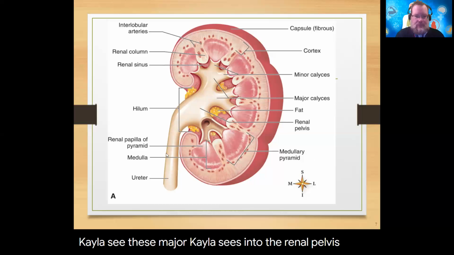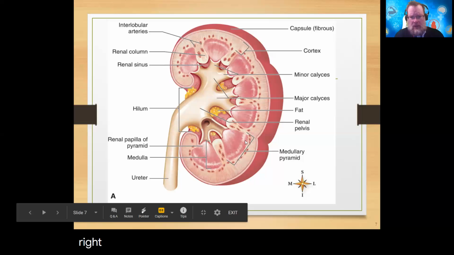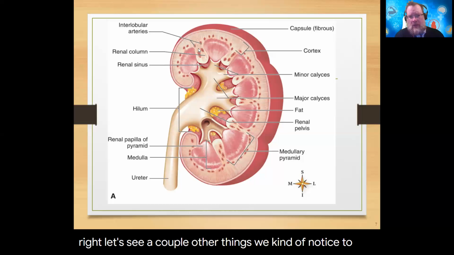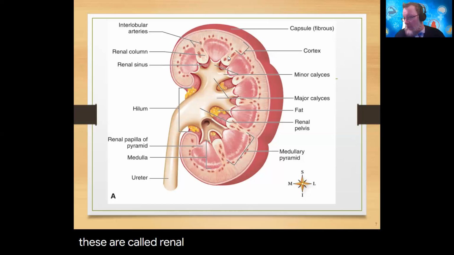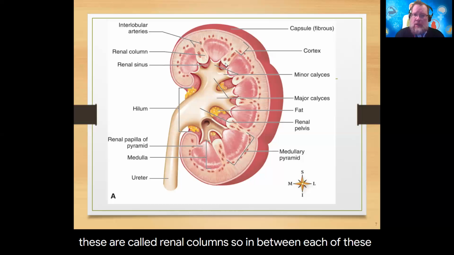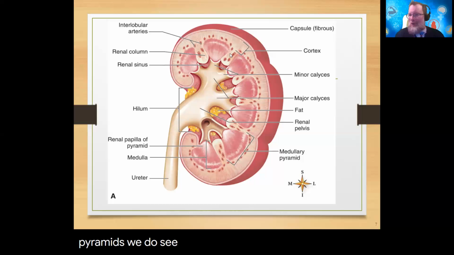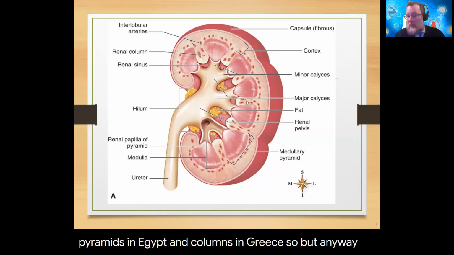All right. Let's see. A couple other things we noticed too. These are called renal columns. So in between each of these pyramids, we do see columns. So it's like we're on an archaeology expedition over in Greece or Egypt. We've got pyramids in Egypt and columns in Greece. But anyway, that's what we see going on here.